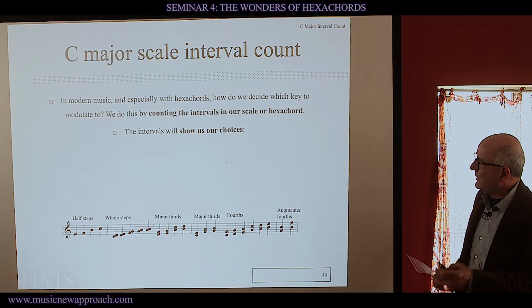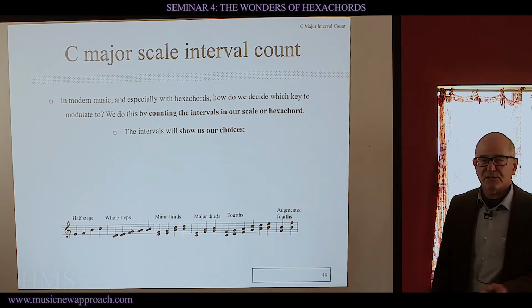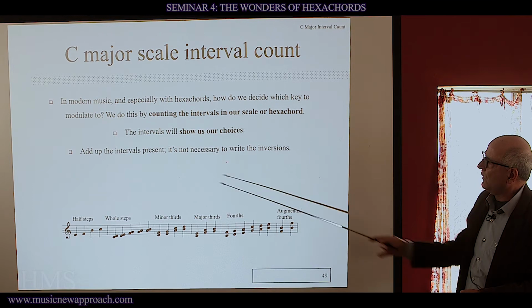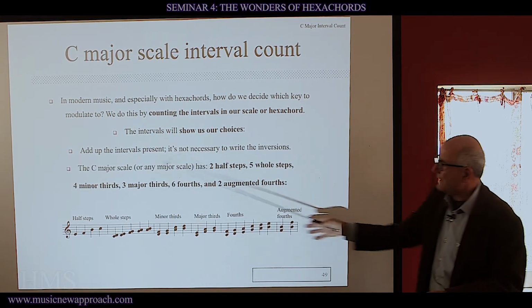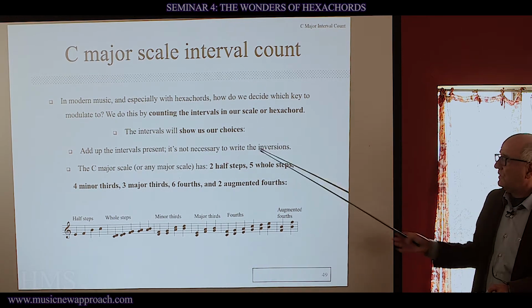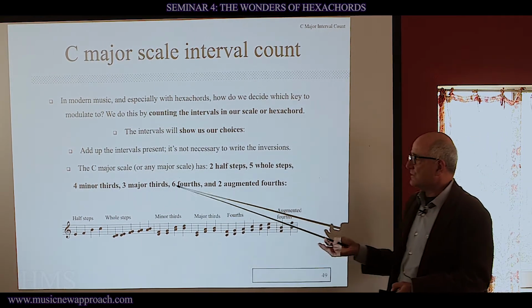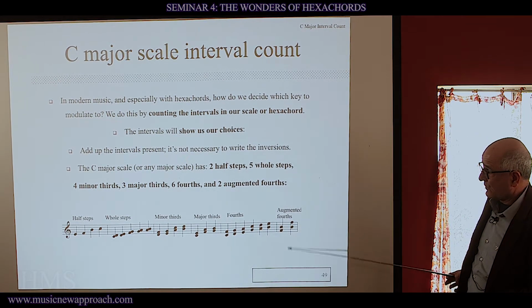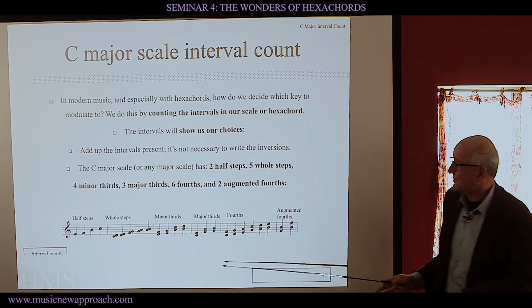But when you look at the intervals in your material, that's going to tell you your modulation choices. Add the intervals up that are present. You don't need to write the inversion. The C major scale has 2 half steps, 5 whole steps, 4 minor thirds, 3 major thirds, 6 fourths, and 2 augmented fourths. So this is the intervals in any major scale. Okay, this is what it is.